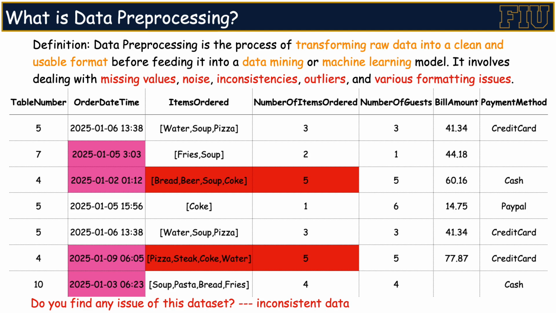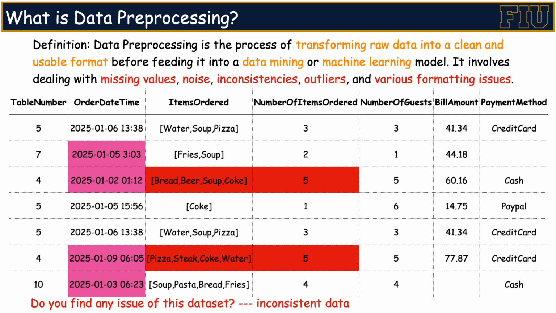The more obvious issue is with 2 data samples where the recorded quantity of items ordered does not match the actual number of items listed. In these cases, we can manually count that the number of items is 4, but the dataset incorrectly records it as 5. Another inconsistency comes from the inconsistent formatting of the time records.